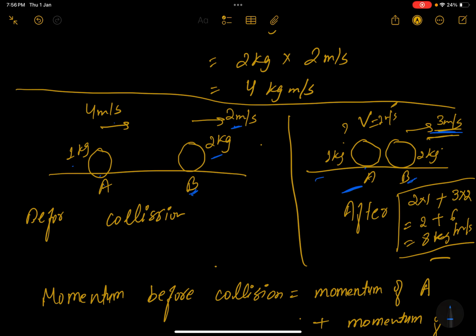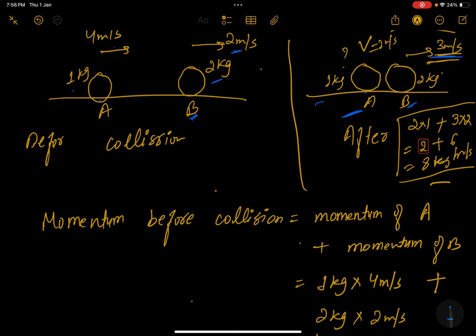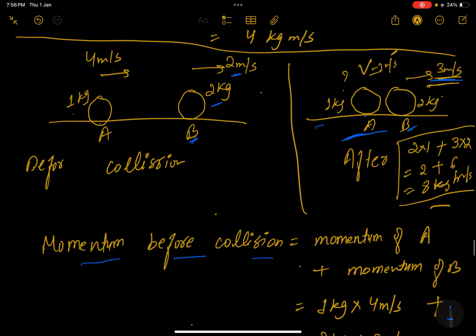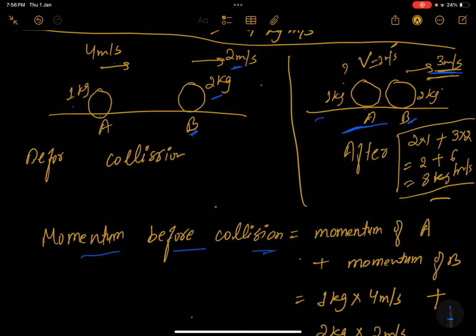So what will we apply? We will apply our concept of conservation of momentum. We will find the momentum before collision, then the momentum after collision, and equate both of them, and then we can get the velocity of A. So, momentum before collision. Here there are two bodies A and B, so momentum of A plus momentum of B.